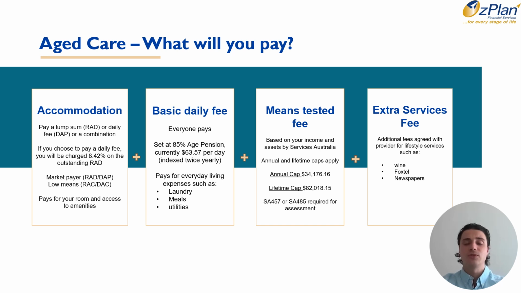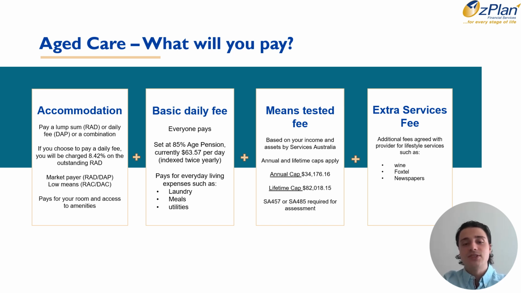We then have what's called a means-tested fee. The means-tested fee is based on your income and assets by Services Australia. So you'd be required, or potentially be required, to complete a Centrelink form, either an SA 457 form if you are self-funded, or an SA 485 form if you are a homeowner on the age pension. If you are a non-homeowner, so you're renting and you're on the age pension, you don't have to complete either of these forms. Now, there are annual and lifetime caps applicable to this fee, so whether or not you'd be charged the fee would be determined by Centrelink.